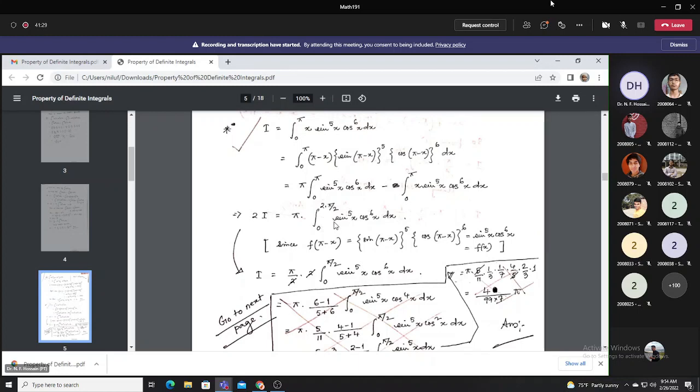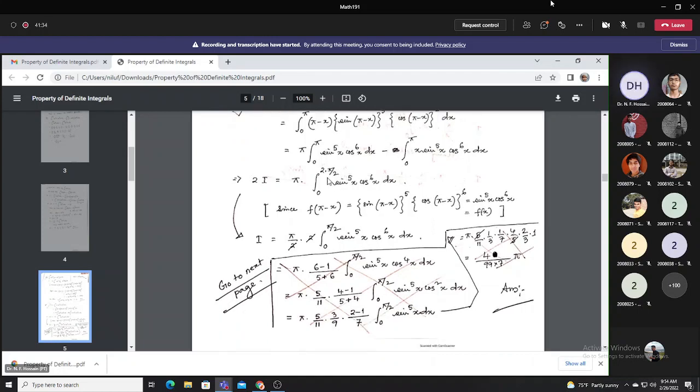Now let us check the property number 7. Property number 7, 2a. Your a is pi by 2 and 2a is pi. So f of pi minus x will be equal to sine of pi minus x whole to the power 5 into cos of pi minus x whole to the power 6. And ultimately you will get the same function fx. So this integral can be written pi into 2 into integration 0 to pi by 2 sine to the power 5x cos to the power 6x.